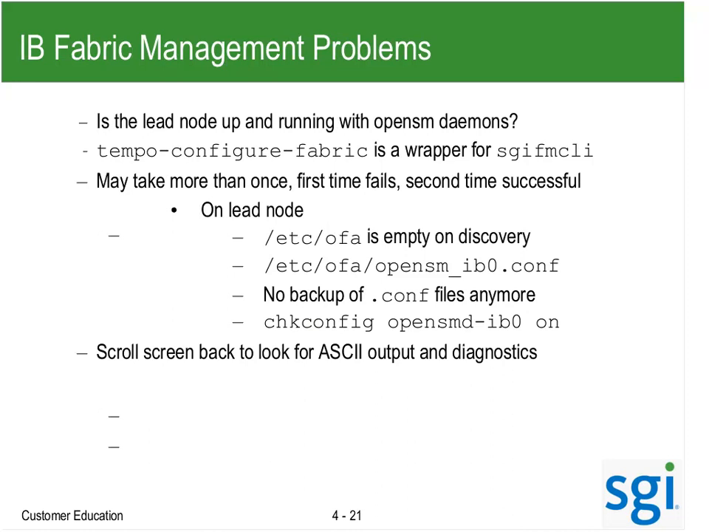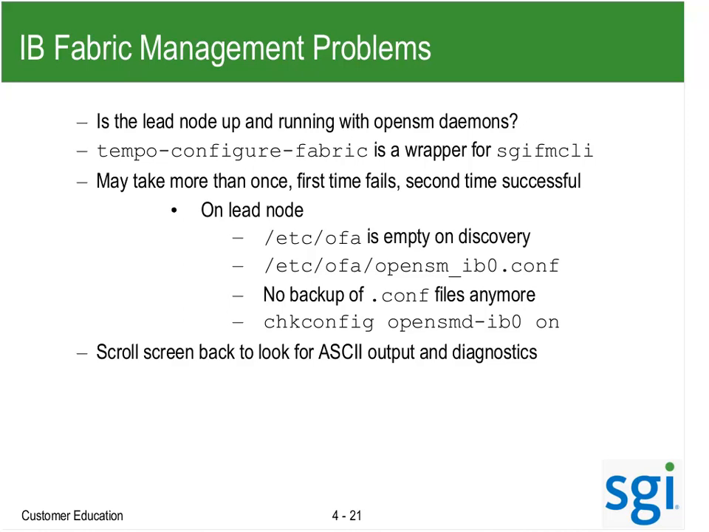So if there's a problem, the first question is the lead node up and running and have the OpenSM daemons running? There is a wrapper, configure fabric, that calls SGI FM CLI. In some of my older releases, you had to run it more than once. The first time OFA was empty on discovery and it failed, and then you ran it a second time and it created the file and set it up.